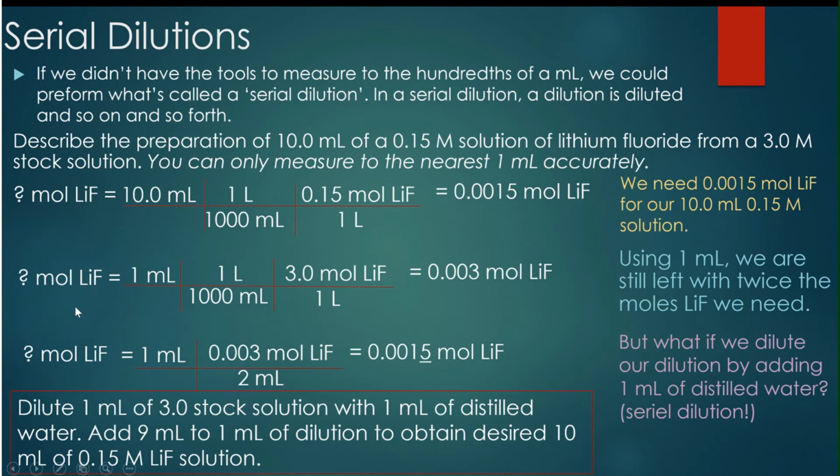Again, we have to think about what this is telling us. You're going to start by diluting 1 milliliter. Again, that's the smallest measurement we can take. 1 milliliter of our 3.0 stock solution, and we're going to dilute it with 1 milliliter of distilled water. Now that would only get us to 0.003 moles, and we want 0.0015 moles. If we then were to add 9 milliliters to that 1 milliliter of dilution and obtain your desired 10 milliliters, you will arrive at your desired solution.